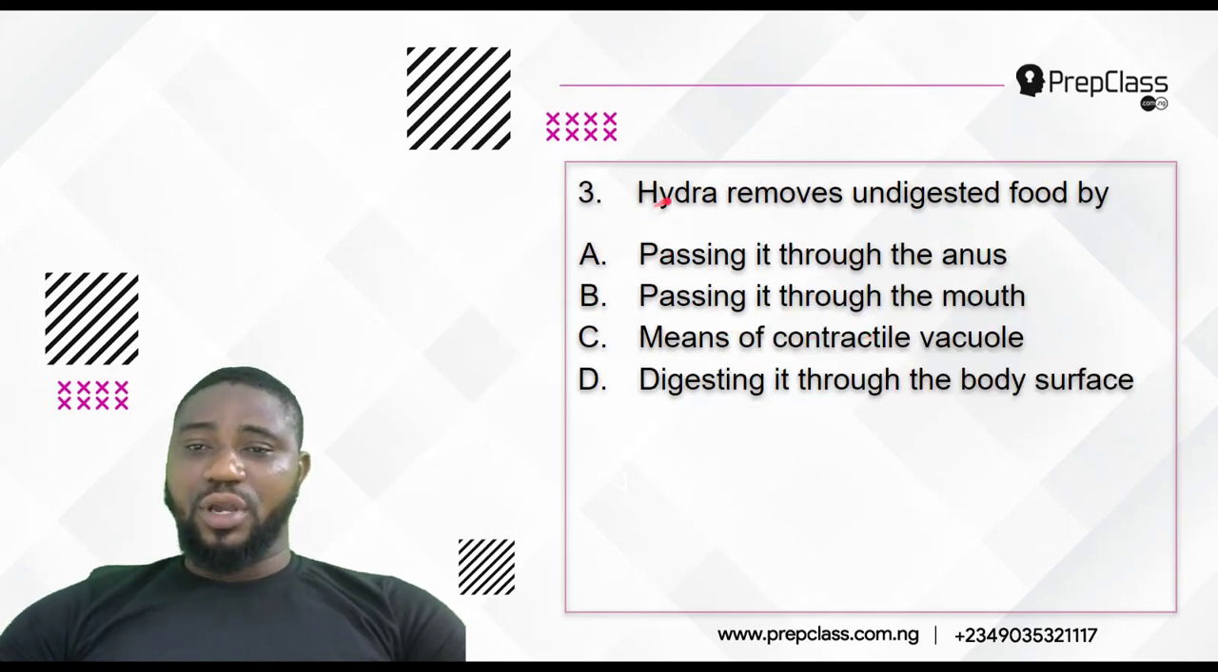Number 3. Hydra removes undigested food by: is it passing it through the anus? Is it passing it through the mouth? Is it by means of contractile vacuole? Is it digesting it through the body surface?